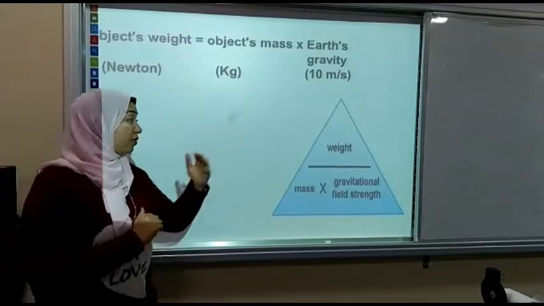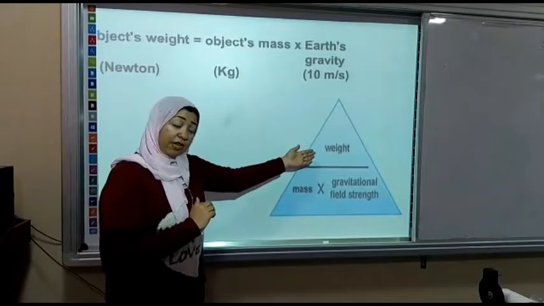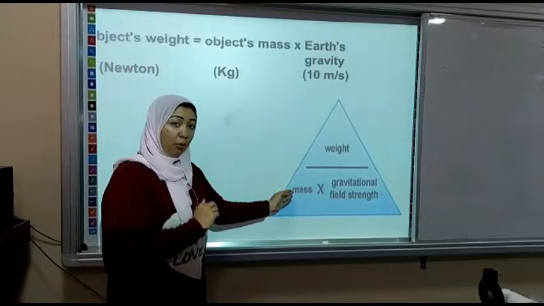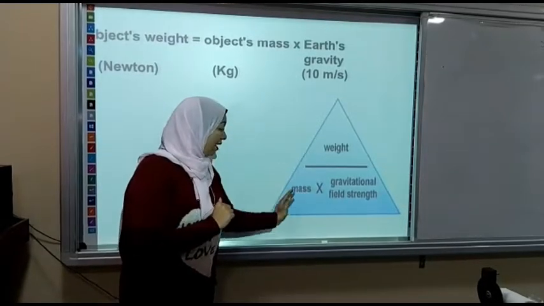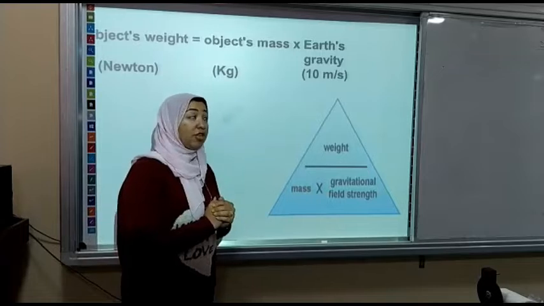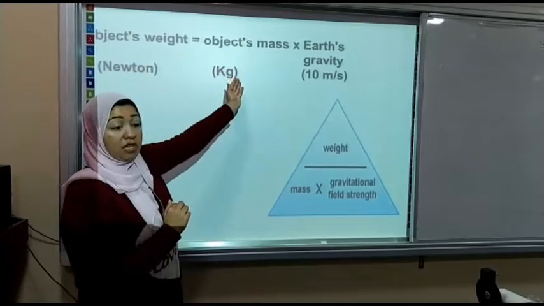Here I'm reminding you of the rule to get the weight. How can you calculate the weight? From this magic triangle, the mass in kilograms, of course, times the gravitational force. Weight equals mass times the gravitational force. And you must understand the mass must be in kilograms.